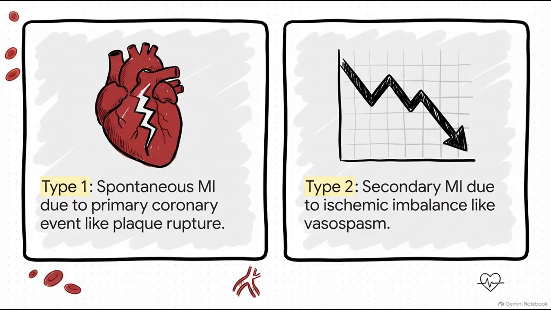Now, the occlusion dynamics differ greatly between our two primary types of MI. On the left here, look at the type 1 MI. This is a spontaneous primary event, usually a plaque rupture or erosion. If that creates a complete occlusive thrombus, it causes transmural ischemia, meaning it damages the entire thickness of the heart wall. But on the right, you have a type 2 MI. This one is secondary to an ischemic imbalance. Think severe vasospasm, massive blood loss causing anemia, or extreme hypotension without any spontaneous plaque rupture.